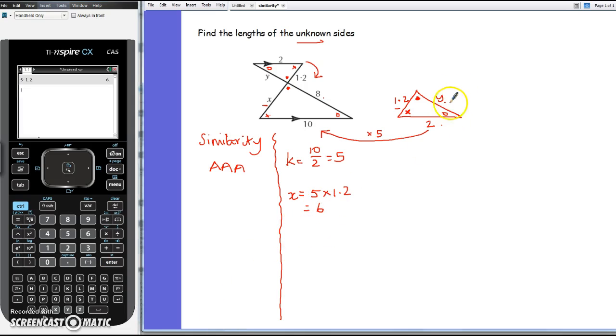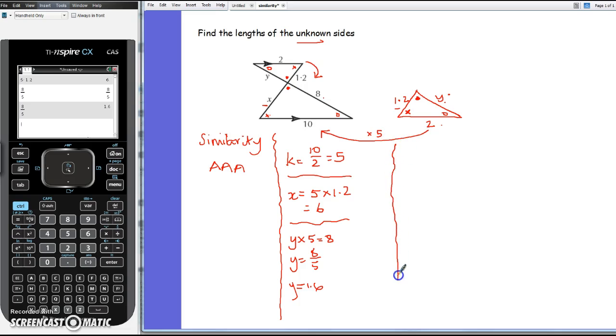To find y, it's a little bit harder, I suppose. I know that y multiplied by 5 is going to give me 8. So y multiplied by 5 will give me 8. So I know that y is going to be 8 divided by 5. Now remember, if you get a fraction and you don't want a fraction, Control Enter will give you the decimal. So y is 1.6. If you wanted to use the scale factor method, that's perfect, but we can also shortcut all of that on our calculator.